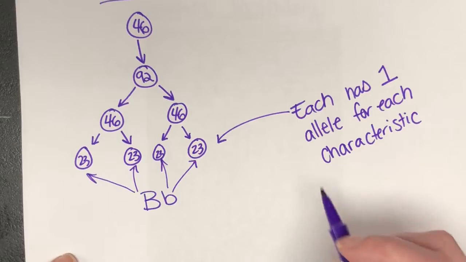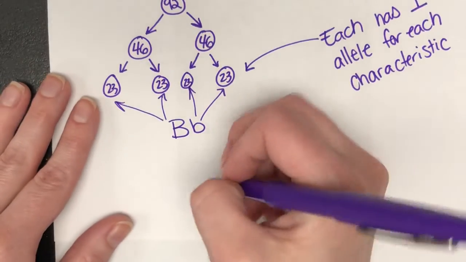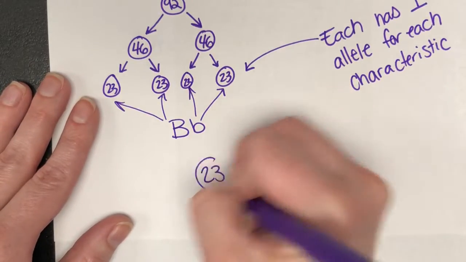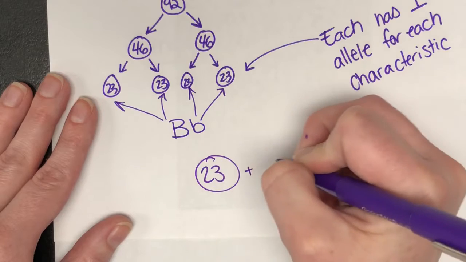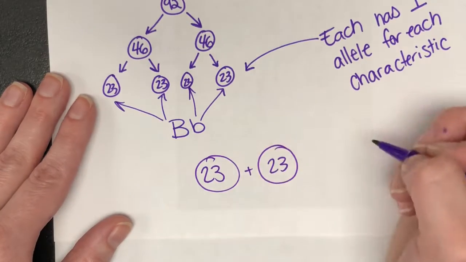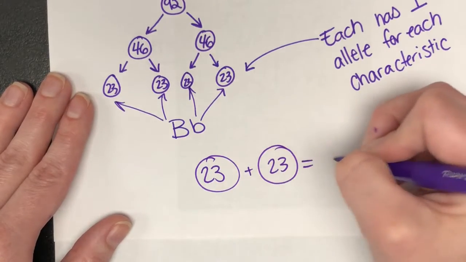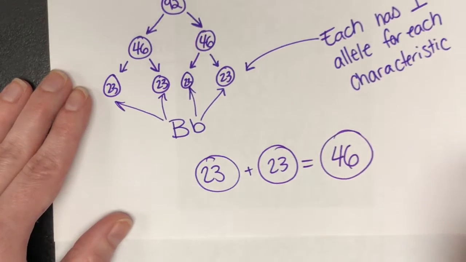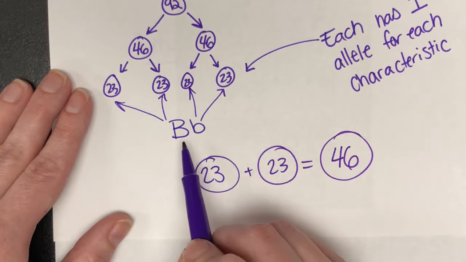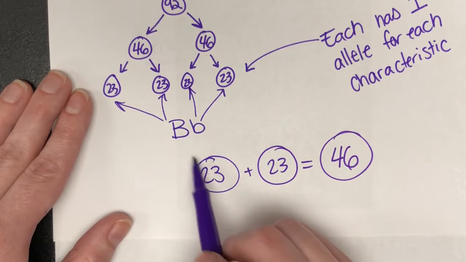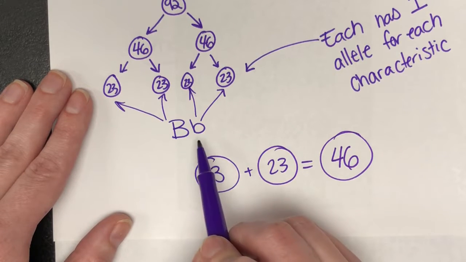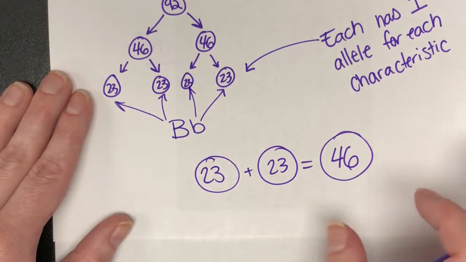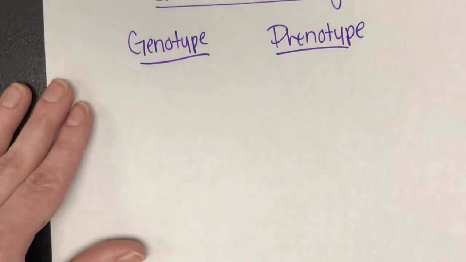Now, once fertilization occurs, the 23 chromosomes in the egg from your mom plus the 23 chromosomes in the sperm from your dad equals the 46 in your cells that make up you. So that means half of your alleles are coming from mom, half are coming from dad. So that means you have 2 alleles for each trait.